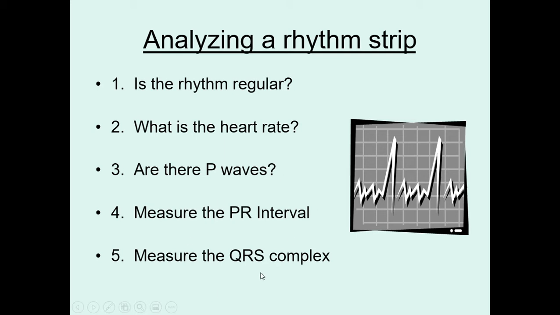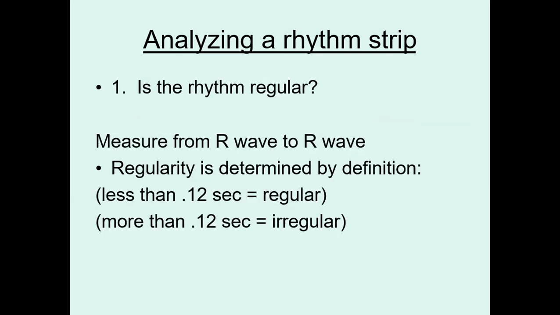When it gets to the QRS complex, if the QRS complex is greater than 0.12, that's an indication that the rhythm could be ventricular in nature. But again, make sure to go through the 5-step process. Measure the R to R waves to see if the rhythm is regular. If the R to R waves are irregular, then you know that it's an irregular rhythm.